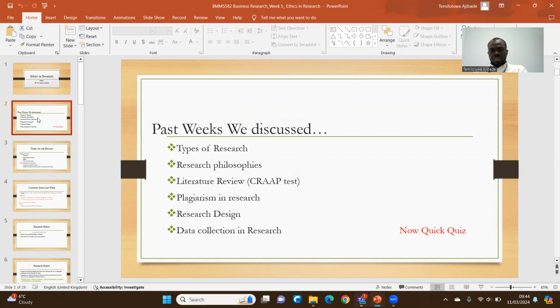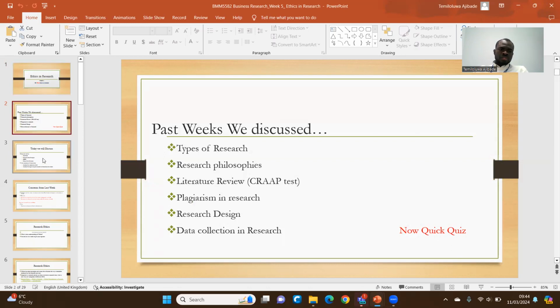When it comes to literature, we're able to discuss literature review, looking at the CRAP test, which is currency, relevance, accuracy, authority, and we look at plagiarism in research. We look at research designs and data collection in research.